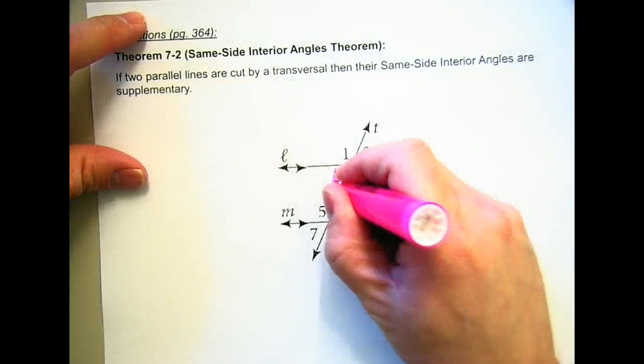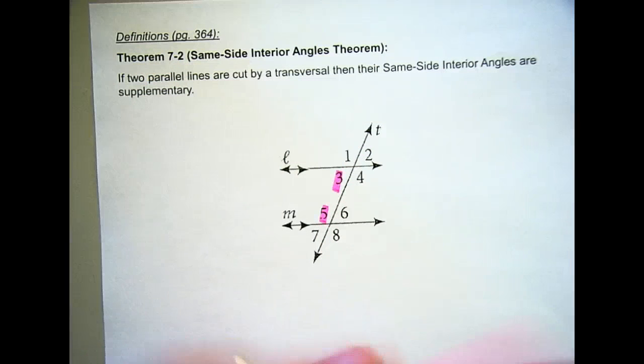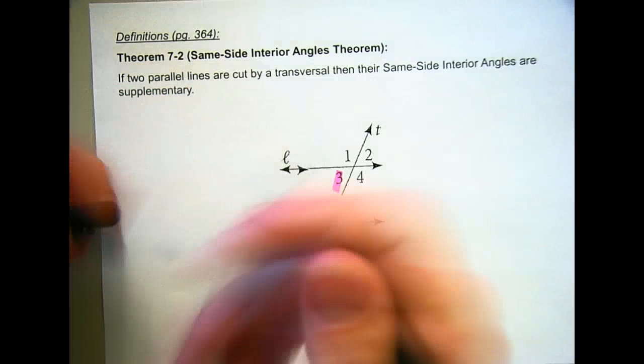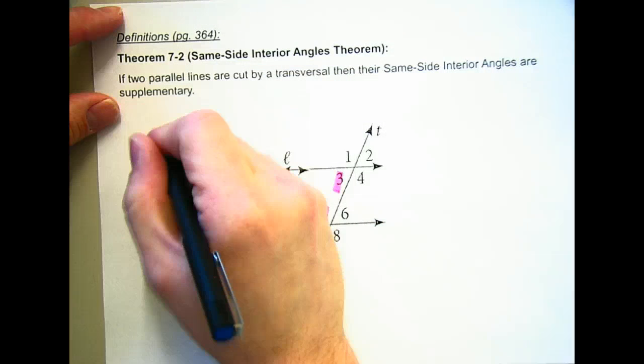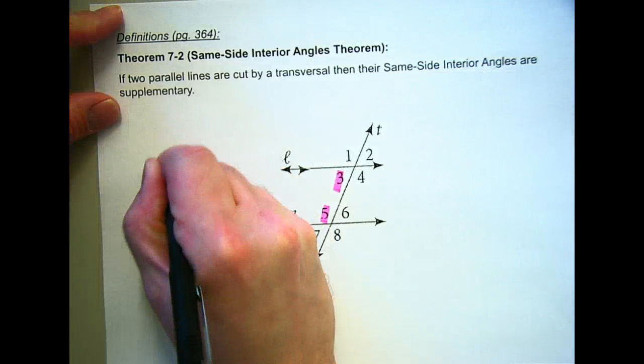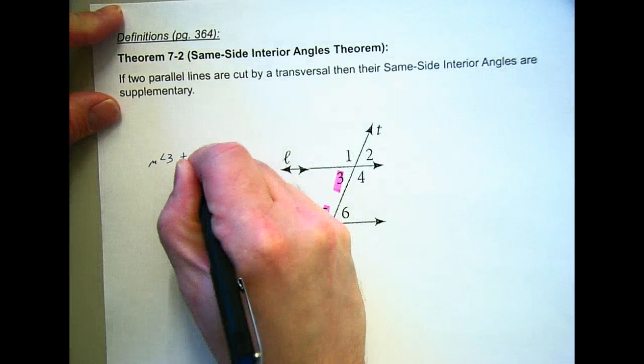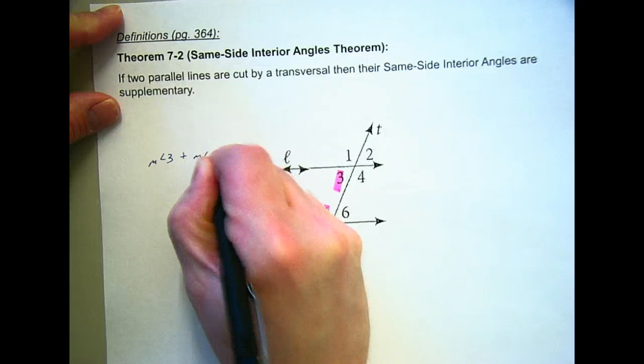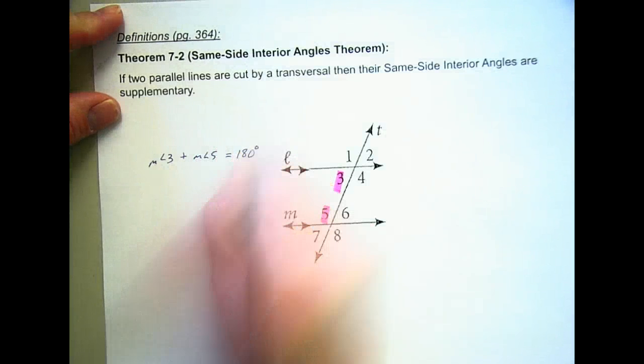So that means you have to know what supplementary means. We've talked about it. What is supplementary? Angles add up to 180. Adds up to 180. So the measure of angle 3 plus the measure of angle 5 adds up to 180 degrees. They're supplementary.